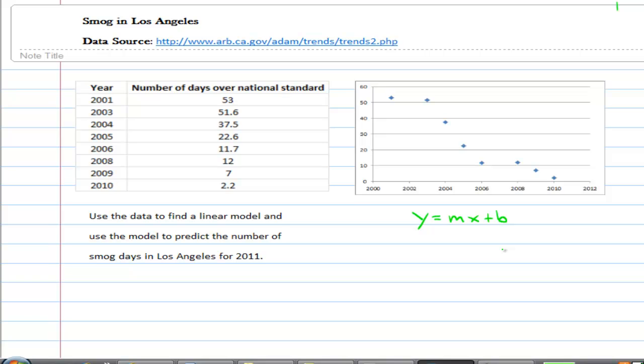Let's take a look at our graph. On our graph, we have each of these points plotted, where on the horizontal axis we have the x-axis, and on the y-axis here we have the number of smog days. And so we can go ahead and define our variables. We'll let x equal the number of years since 2001. And we'll let y equal the number of smog days.